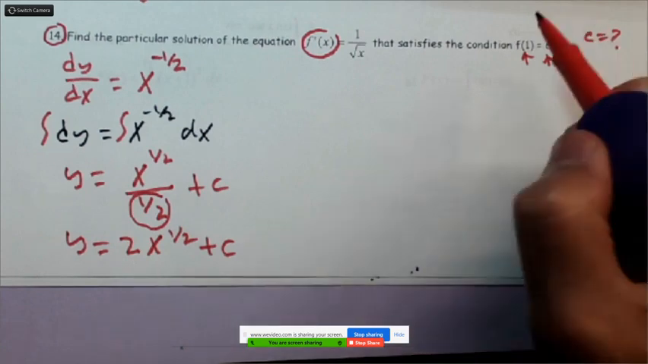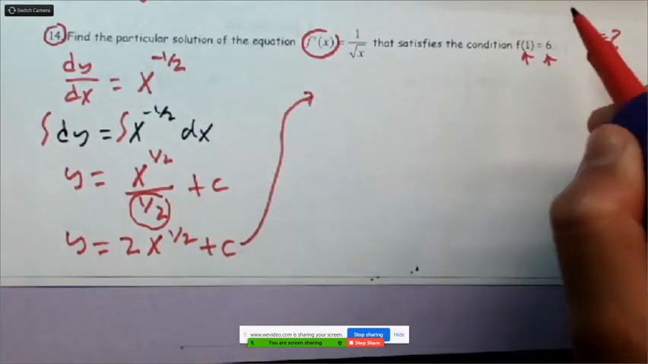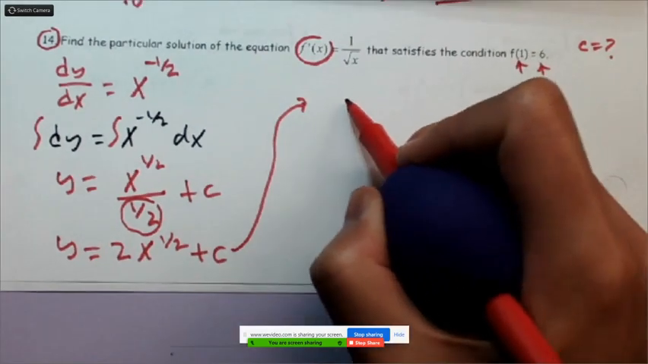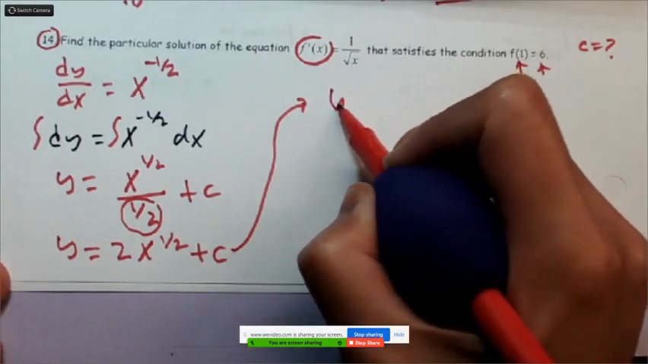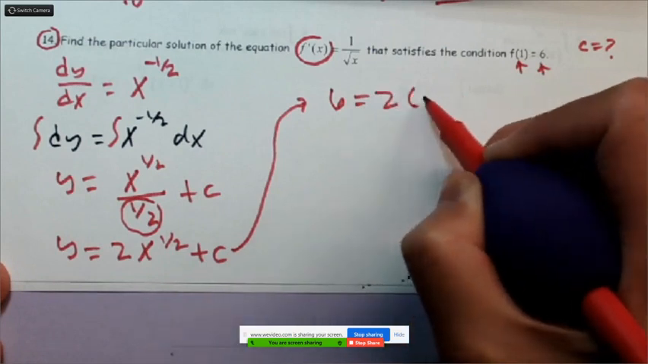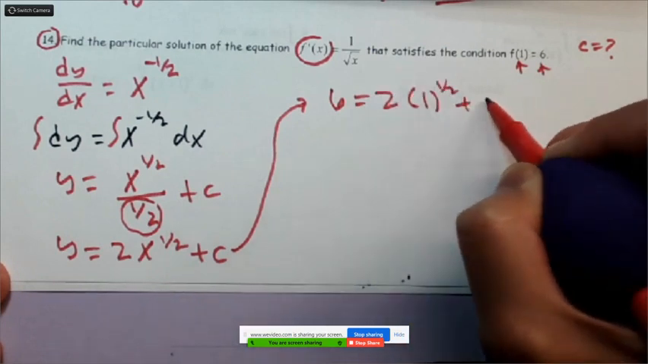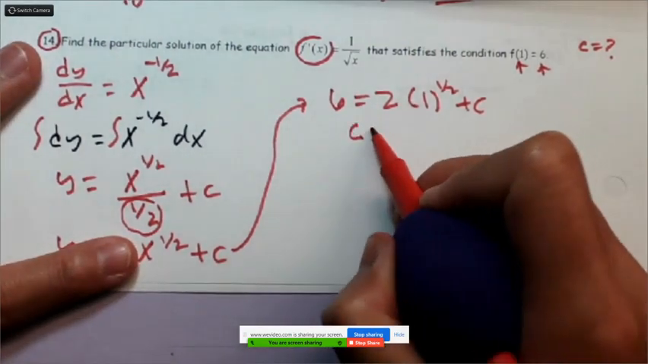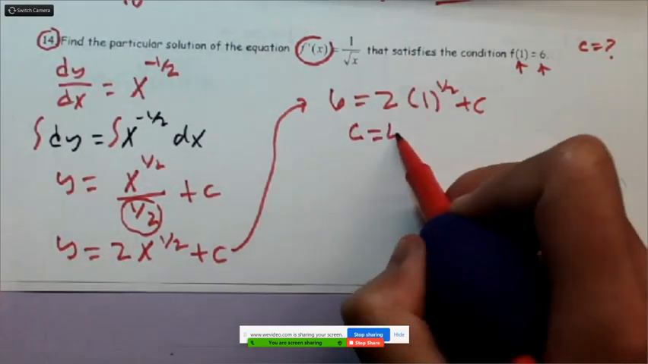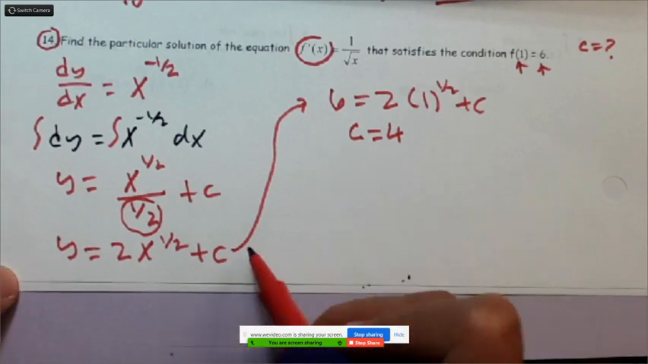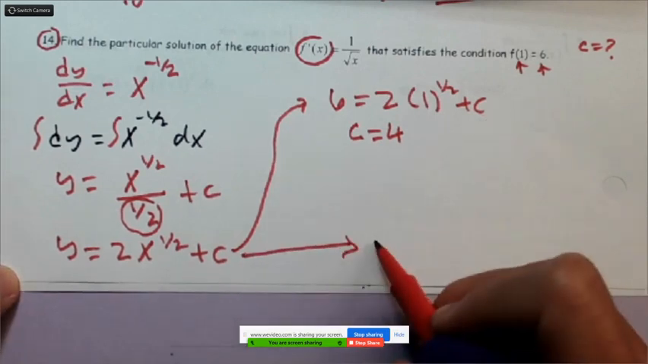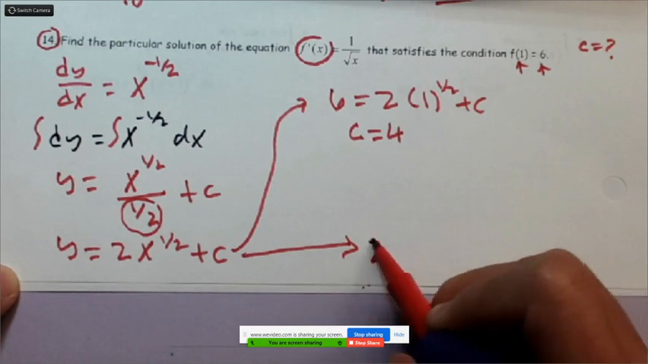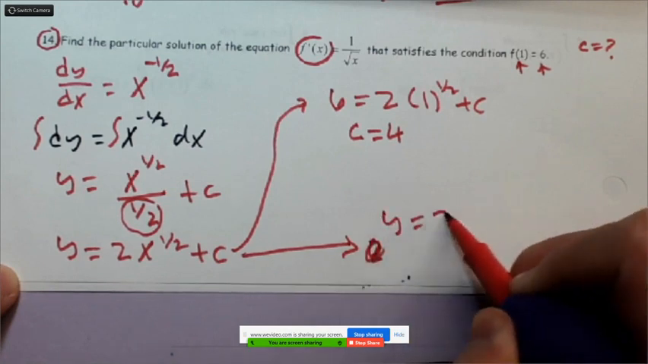All right, so we know I'm going to go up right here. x is 1 and y is 6. So when I plug it in, we get 6 is equal to 2 times 1 to the 1/2 plus c. What does that make my c become? 4. And at this point, all I need to do is copy this guy, but write out the c. Oh no, I should write y equals.